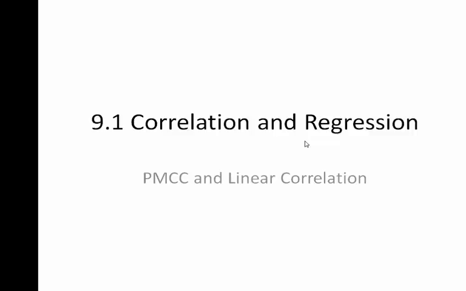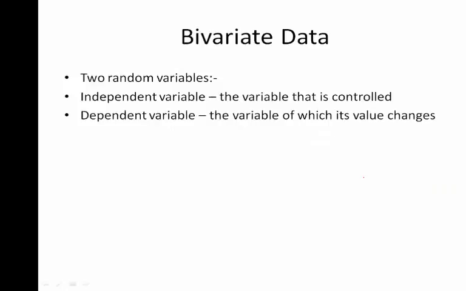In this chapter, we will learn about bivariate data and the statistics involved. In this lesson, we shall learn about bivariate data and their correlation. Bivariate data refers to two random variables, one being controlled, which is the independent variable, and one that changes its values when the independent variable changes, which is known as the dependent variable.